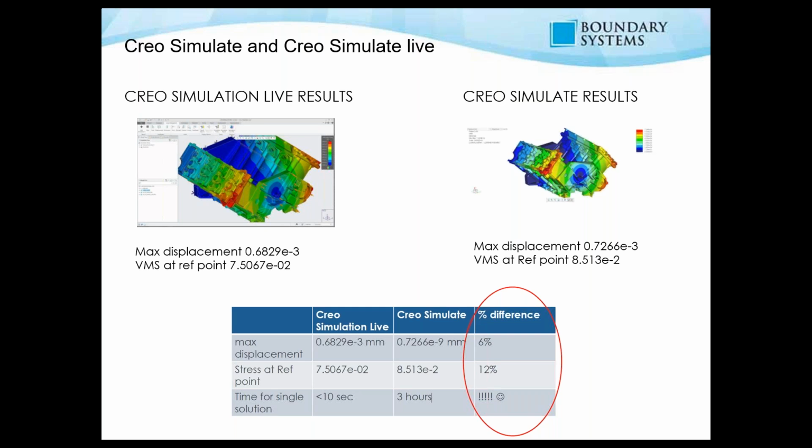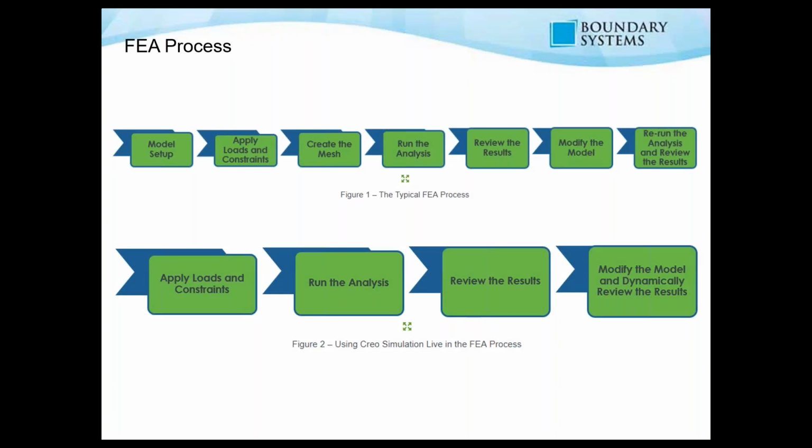Okay, so that's really great and easy to use. So I've talked a little bit about the process that you will need to change as well, if you will, not need to change, but how it will benefit you. So the typical FEA process, you will do your model setup, apply loads and constraints, create the mesh, run the analysis, review the results, modify the model, and then rerun the analysis.